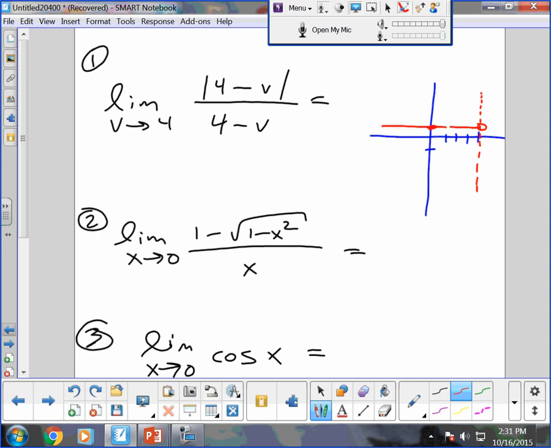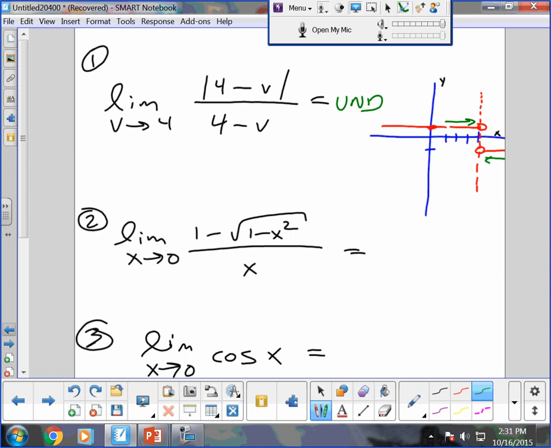4 minus 5 on top is negative 1, which is 1. 4 minus 5 on the bottom is negative 1. 1 divided by negative 1 is negative 1. So this is the graph. So now I can just simply look at it. There's x, there's y. As I come in, the left hand is positive 1, the right hand is negative 1. This limit is undefined.